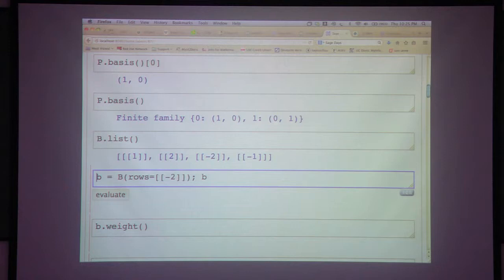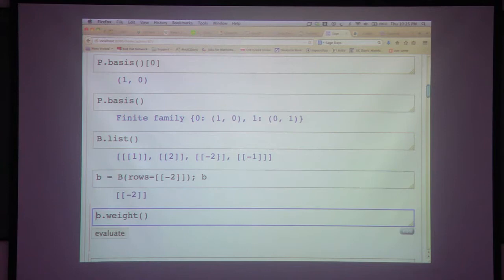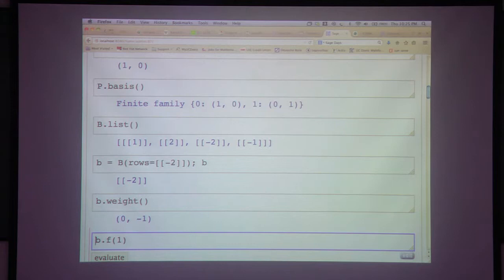Okay, and then you might also just want to make an element of a crystal, right? So one way you can do it is do B dot an element, but we can also just make one. And this rows equal just means we are entering everything by row, because we have a tableau, so you enter everything by row. There's only one row here, right? So this would be just the -2. We can ask for its weight. And the weight, I should say, in terms of the tableau model, it just counts how many ones there are.